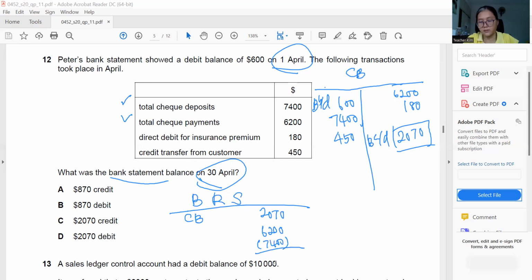So let me calculate first. 2070. So we get 870. So this is the amount that we get. So the answer will be this one, because you get positive. The bank statement, if positive, that means it's on the credit side. So this is the amount it should be.